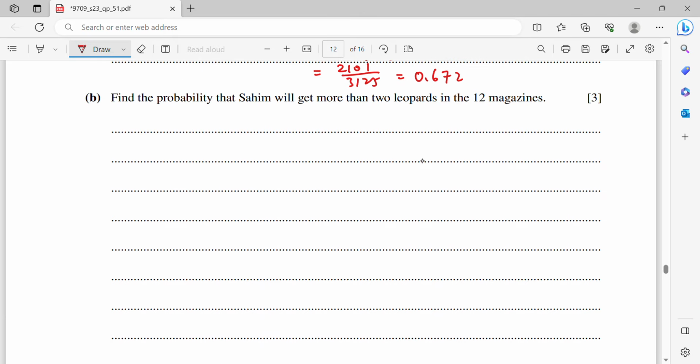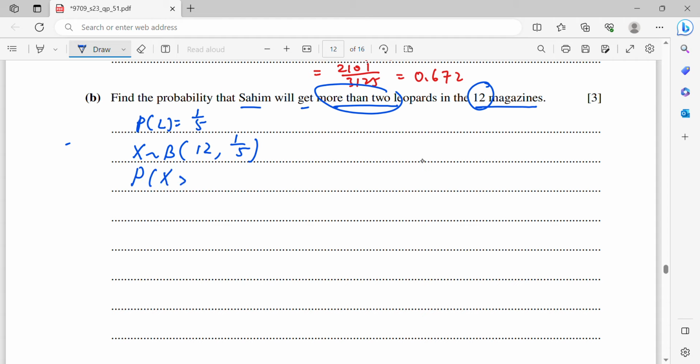Now B, find the probability that Sahim will get more than 2 leopards in the 12 magazines. Okay, so now the probability of getting a leopard is 1 over 5. And now you consider 12 magazines, more than 2 leopards. That means this is binomial. So X is binomial distributed, 12 magazines, the probability of getting the leopard is 1 over 5. And now he's getting more than 2 out of the 12 magazines. So when more than 2, you need to count from 3 until 12. That means it's a lot of calculations.